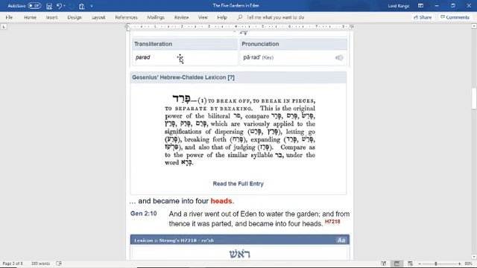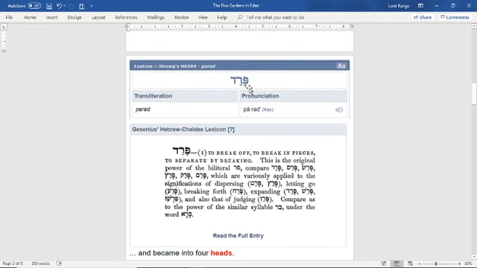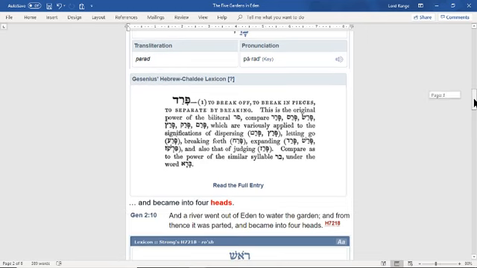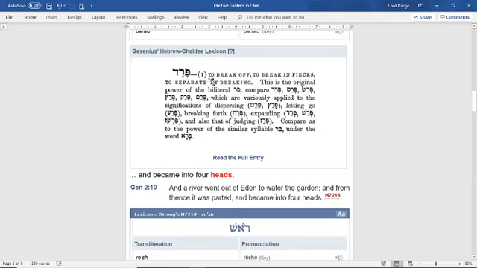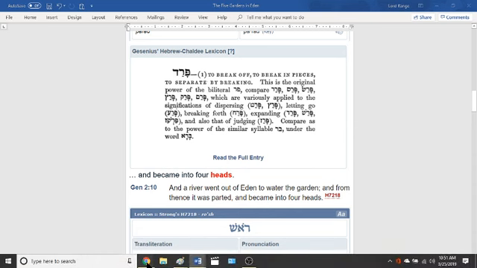But anyway, when you look this up in the Hebrew Chaldee Lexicon, that's the Hebrew word parad, and I'll scroll back up here so you can see the same word. It tells you what it means: a break off, to break in pieces, to separate by breaking. This means a complete separation.